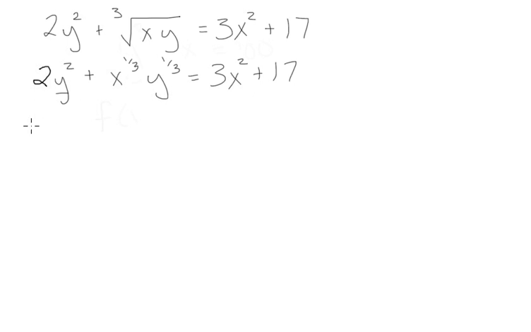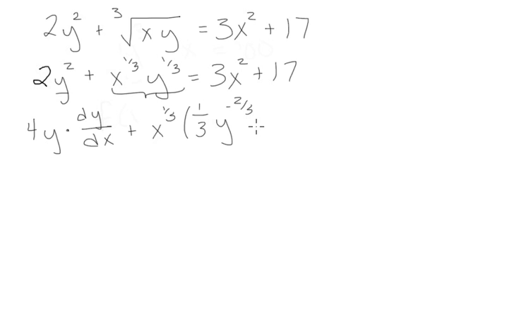Remember that I'm treating y as an implicit function of x, so I take the derivative of the outside function. I get 4y to the first power times the derivative of the inside function dy/dx, plus this next term is the product, so I need to use the product rule. I have x to the 1/3 unchanged times the derivative of y to the 1/3. So I need to use the power rule on the outside function. I get 1/3 y to the negative 2/3 times the derivative dy/dx.